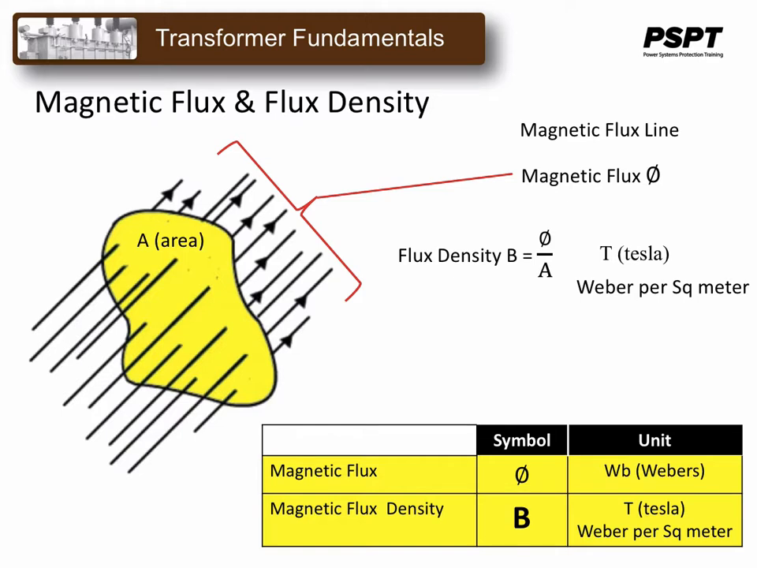Magnetic flux is usually symbolized by the Greek letter phi, and it's usually measured in Webers. Magnetic flux density is B or beta, and it's measured in Tesla, which is equivalent to Webers per square meter.